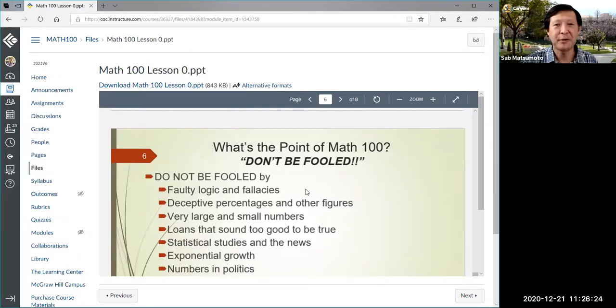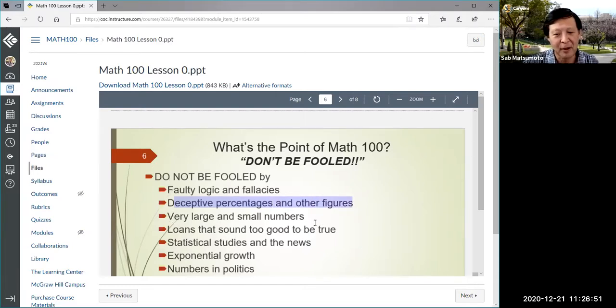Okay, so throughout the course, I hope you will hear this from your instructor. Don't be fooled by numbers, by statistics. Don't be fooled by faulty logics and fallacies. Don't be fooled by deceptive uses of percentages, because people will manipulate numbers when they present numbers, knowing that most people are not very good at math, right? So don't be fooled by these people who try to manipulate figures.